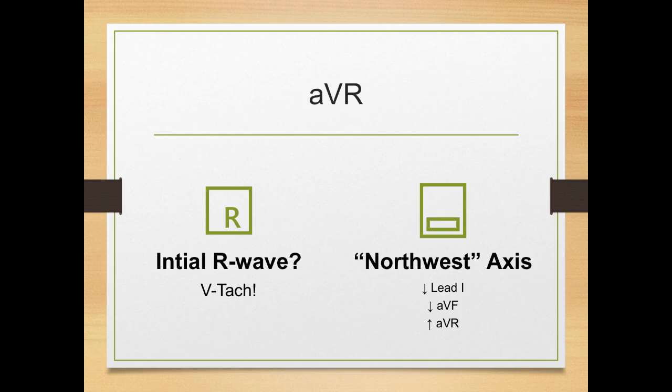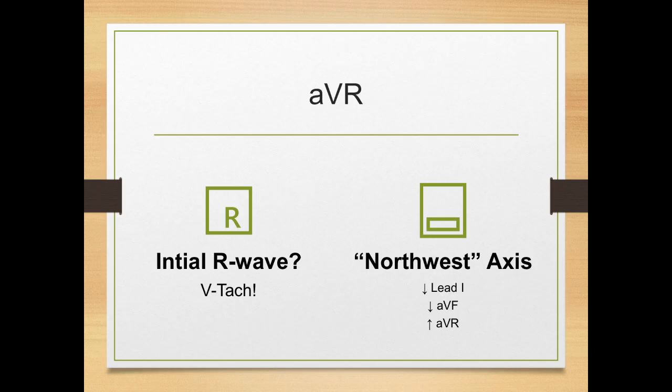Look at that. So let's look at AVR. I don't know if it's V-Tach. I don't know if it's SVT with a weird aberrant pattern. I'm looking at AVR. If there is an initial R wave, if my QRS complex starts at baseline and then goes straight up positively into an R wave, that screams V-Tach, because now we have this northwest axis, or we're adding it to this axis, this northwest axis.